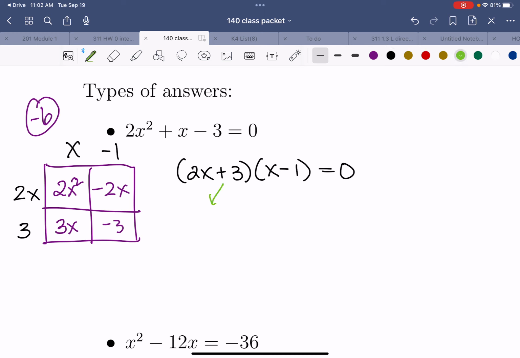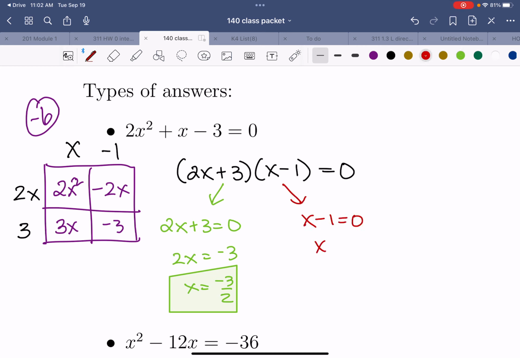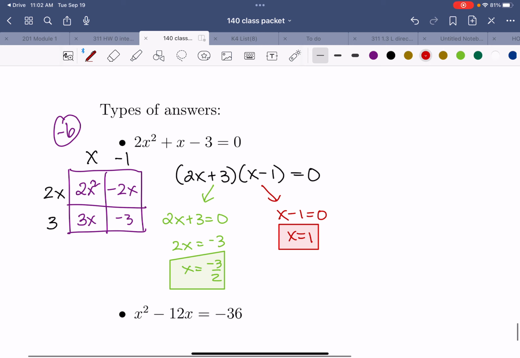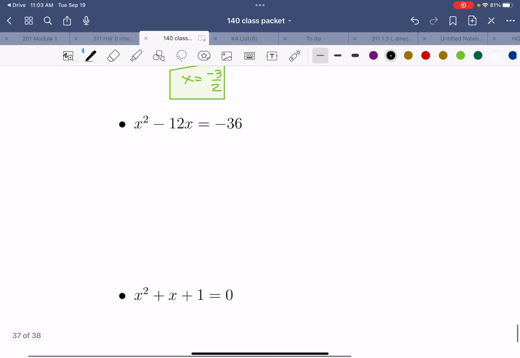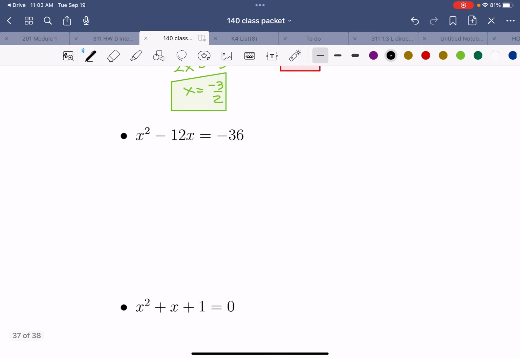And then I pull out each piece. So 2x plus 3 equals 0. Subtract the 3 to get 2x equals negative 3, and divide by 2 to get x equals negative 3 over 2. Then this one over here, x minus 1 equals 0, and add the 1 to both sides to get x equals 1. Okay, so we do get 2 distinct answers, so 2 real answers. Okay, that's an option.